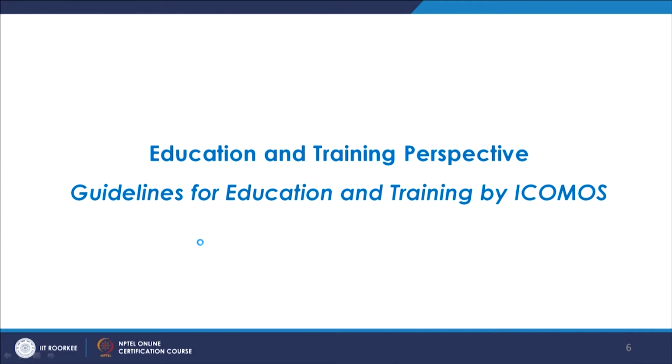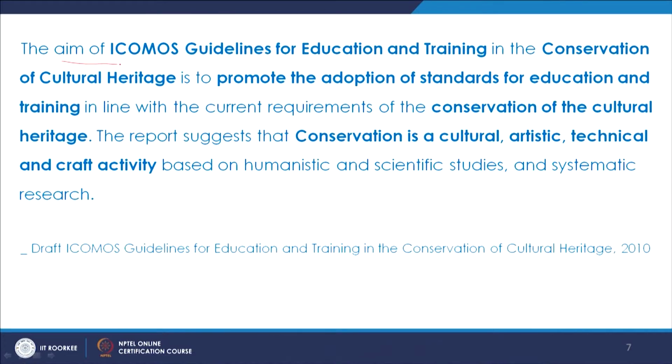Now talking about the guidelines for education and training by ICOMOS, they are also quite significant, and these guidelines emphasize craft, they identify craft as a cultural resource, and then they focus on the education and the training component. So the aim of the ICOMOS guidelines for education and training in the conservation of cultural heritage is to promote the adoption of standards for education and training in line with the current requirements of conservation of the cultural heritage.